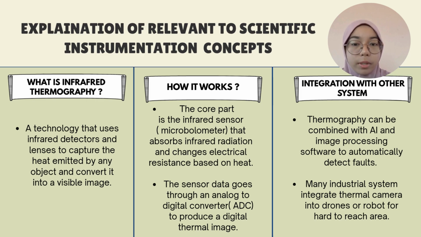How infrared thermography works. The core part is the infrared sensor, which is a microbolometer that absorbs infrared radiation and changes electrical resistance based on heat. The sensor data goes through an analog-to-digital converter (ADC) to produce a digital thermal image. Last but not least, infrared thermography allows integration with other systems. For example, thermography can be combined with AI image processing software to automatically detect faults. Many industry systems integrate thermal cameras into drones or robots for hard-to-reach areas.